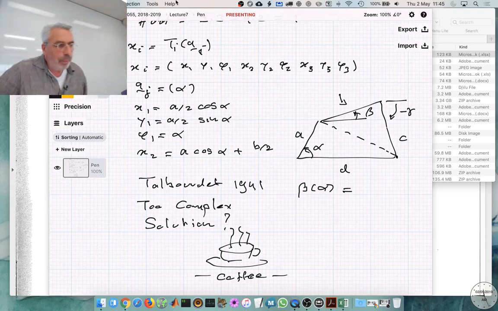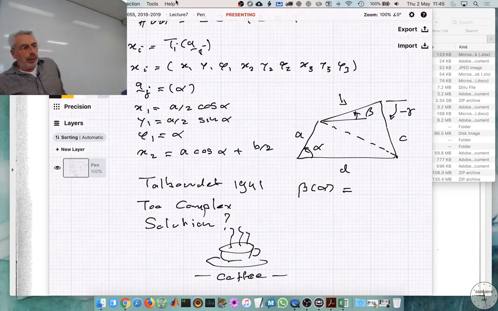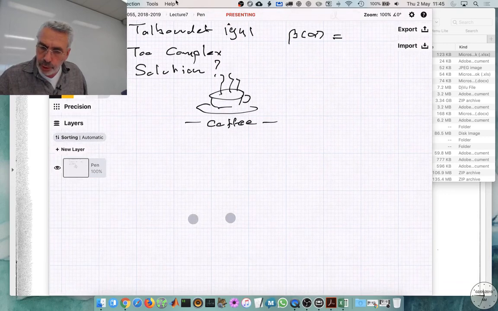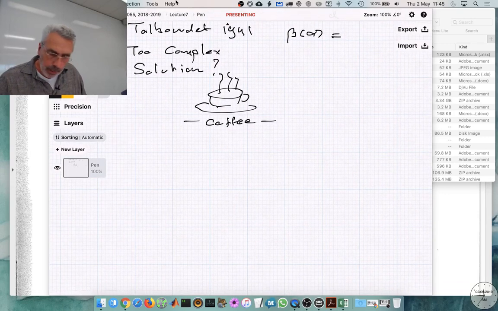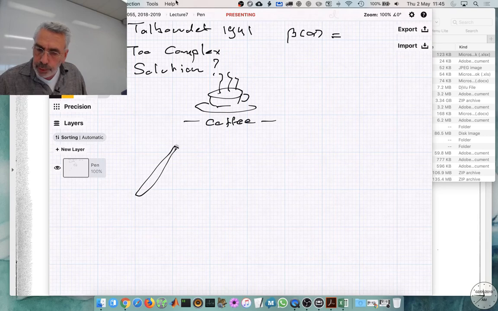Yeah, so before the break we were stuck with this complex problem, and the coffee helped to find a solution, hopefully. So what is the solution? So again, we have the 4-bar mechanism.